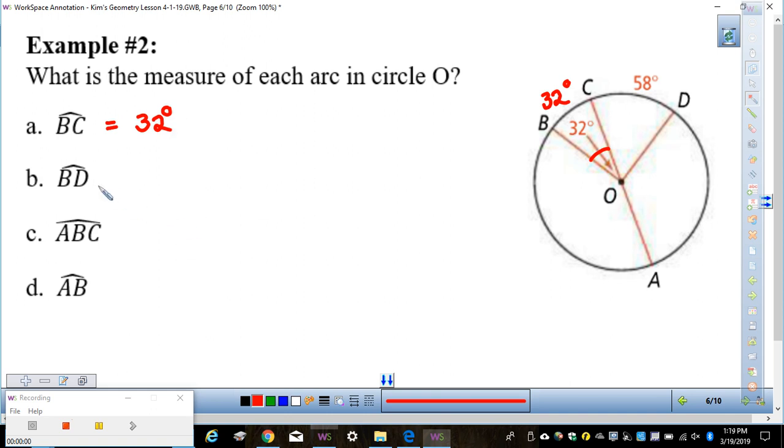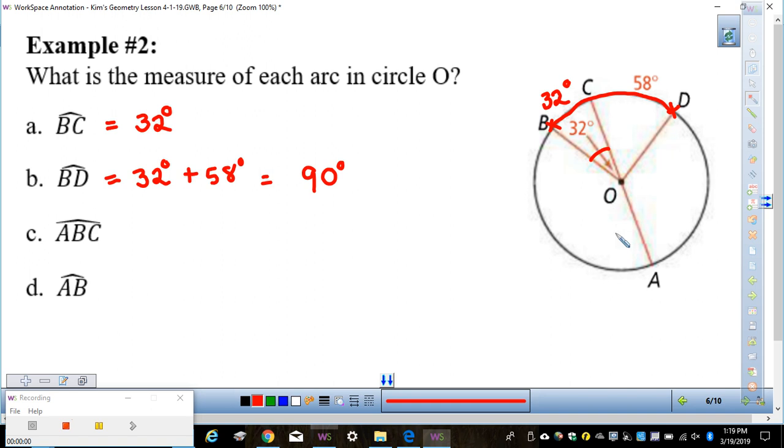Over here, letter B, arc BD, that's starting here and ending all the way over here at D. We would consider those two arcs adjacent, so what I need to do is take the 32 degrees that make up arc BC and add 58 degrees for arc CD, and altogether I'm going to get 90 degrees. That should be my final answer.